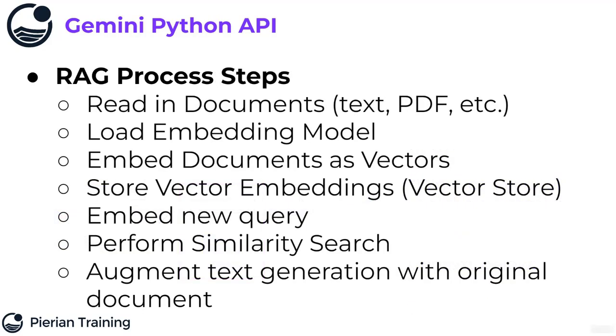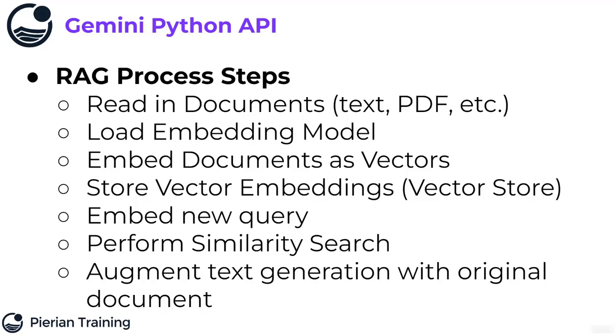I need to read in my documents, whether they're text or PDF or PowerPoints, etc. Then I also need to load the embedding model. I need to embed all my original documents as vectors, and then I need to store the vector embeddings. This is sometimes known as a vector store. We'll build our own just using a pandas data frame, but it should be noted that there are lots of services and libraries for more professional or high performance vector stores, especially if you have hundreds of thousands of documents that you're storing.